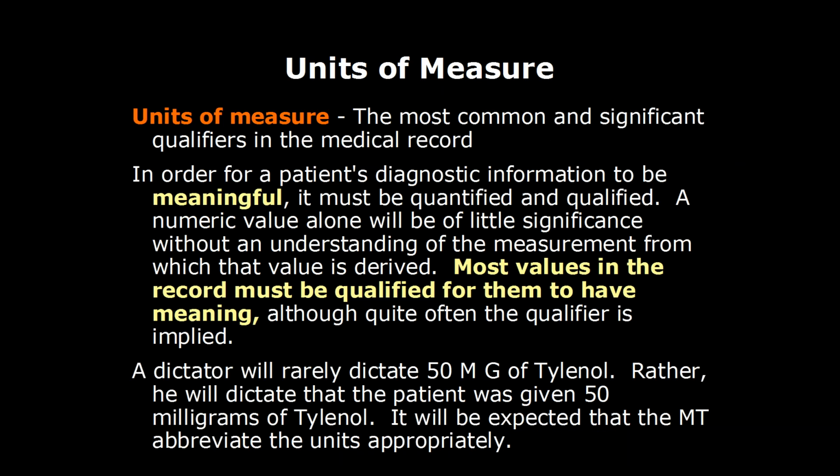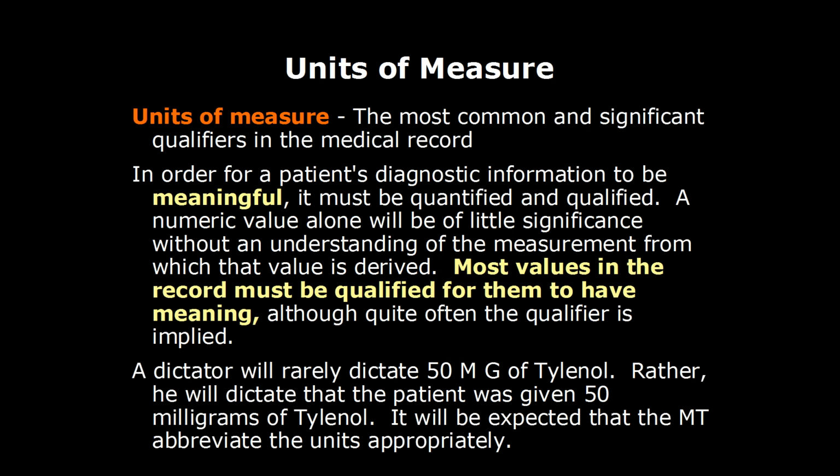I just wanted to bring this up. This is a lot of information, but it's worth pointing out, as indicated in the Book of Style, that the units of measure are the most common and significant qualifiers in the medical record. Some might say that's arguable, but as you can read along on the screen, in order for a patient's diagnostic information to be meaningful, it must be quantified and qualified. A numeric value alone will be of little significance without an understanding of the measurement from which that value is derived. It goes on to say that most values in the record must be qualified for them to have meaning.